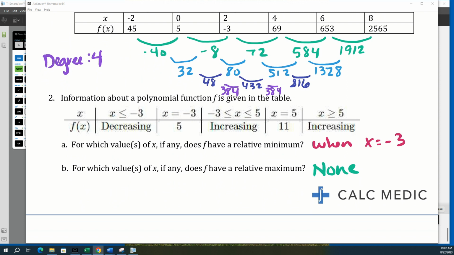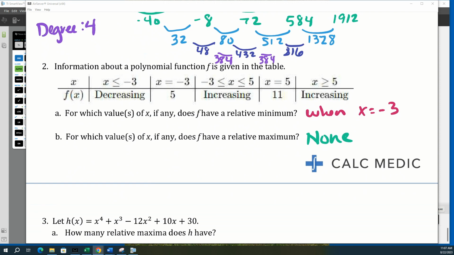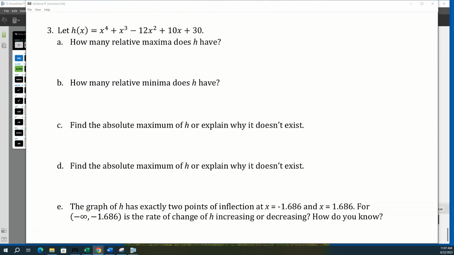All right, so there are a bunch of questions about this function on 3. So if you guys will get your calculator and type that into y equals, we're going to do a lot of things with it.